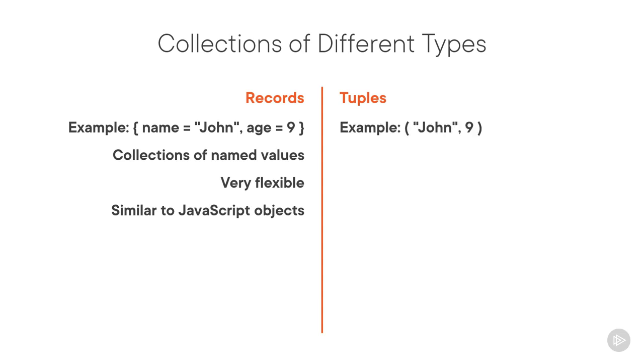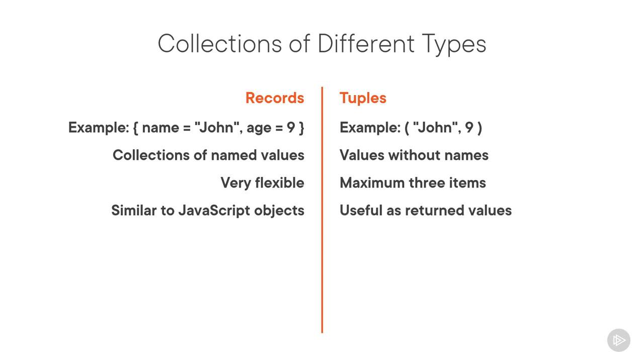Tuples are a simplified version of records. Tuples use parentheses as delimiters, values are separated by commas, and names are not used. Basically, tuples are collections of values with different types and no names. While records are flexible and can have many items, tuples can have maximum 3 items. A typical scenario for using tuples is to return multiple values when calling a function.